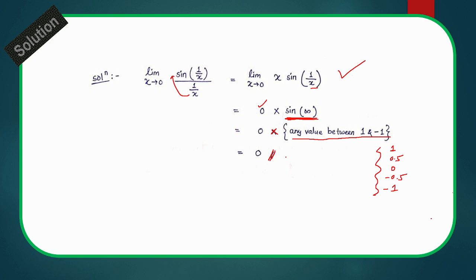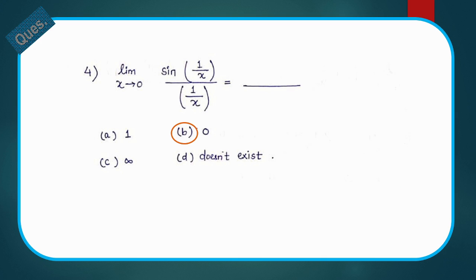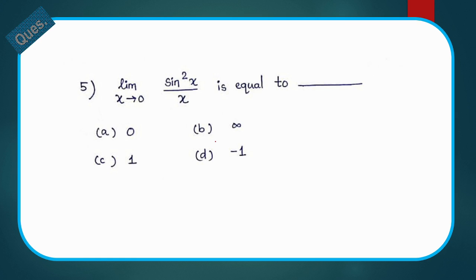This is a very good question. So the answer will be 0. Answer is B option. So let's see the next question. Limit x tends to 0, sin square x divided by x is equal to dash. These are the options 0, infinity, 1, minus 1.